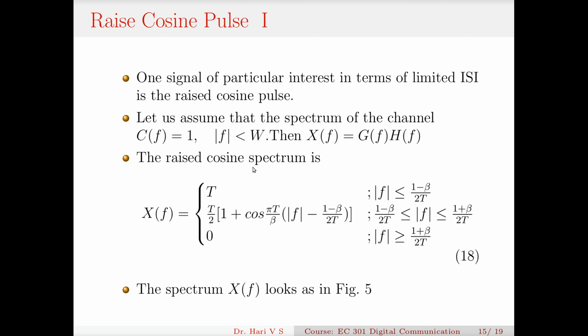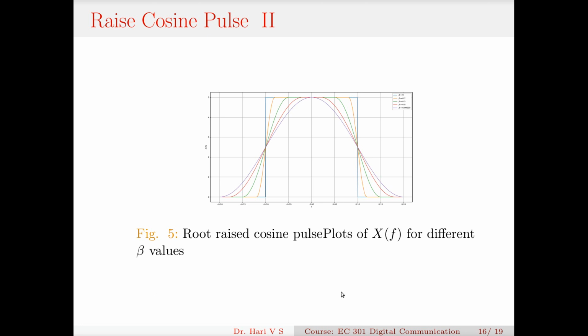Now the raised cosine spectrum of X(f): if you are taking X(f) as a raised cosine spectrum in the frequency domain, the spectrum looks like this. X(f) is T for |f| less than (1 minus beta)/2T, and this is T/2 times (1 plus cos of (pi T/beta) times (|f| minus (1 minus beta)/2T)) in the range of (1 minus beta)/2T to (1 plus beta)/2T. Outside (1 plus beta)/2T, this is 0. You will have to understand this. The spectrum looks as in figure 5. Rather than actually showing you this, I will show you some simulations.